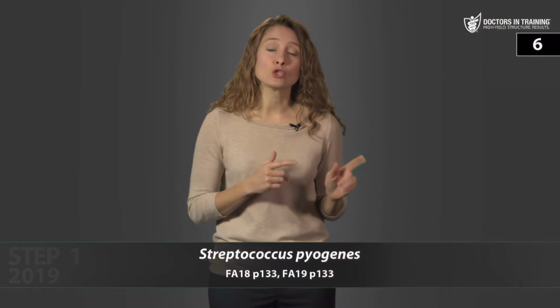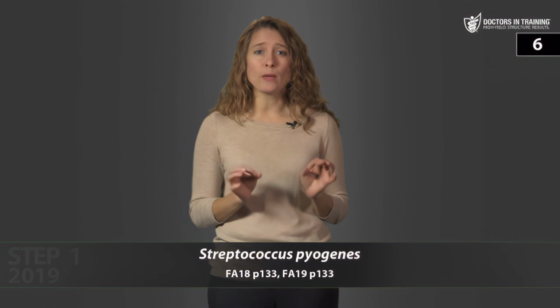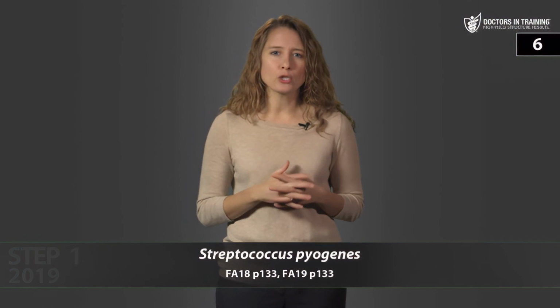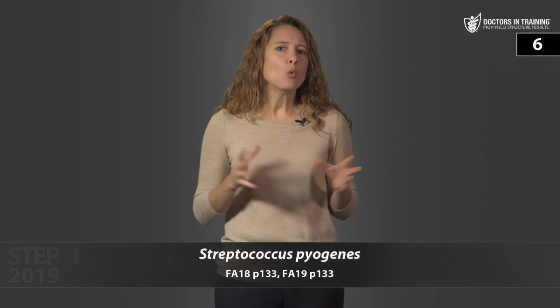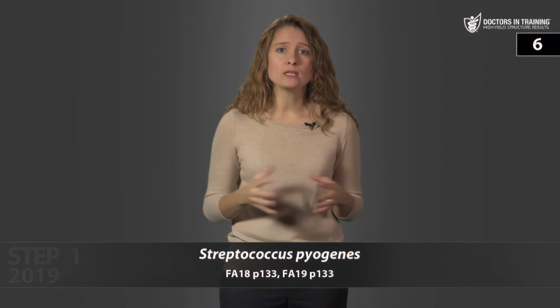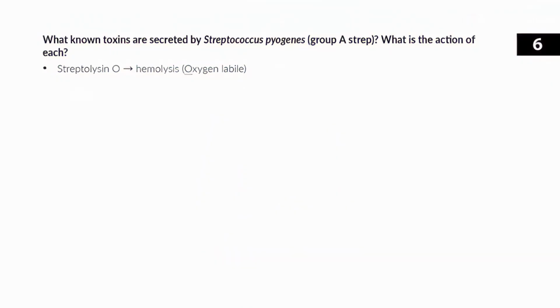Okay, moving on to Streptococcus pyogenes, also known as group A streptococcus. Look at the next question in your study guide as we go through this. What are the toxins for strep pyogenes? There's streptolysin O, which causes hemolysis on blood agar plates. Streptolysin O is oxygen labile. Remember O for oxygen labile.